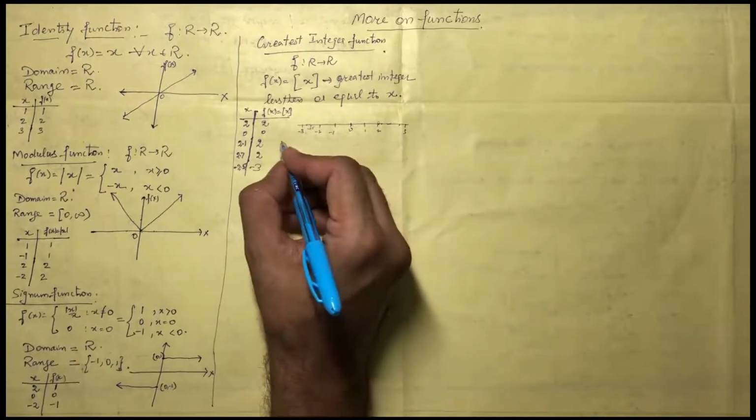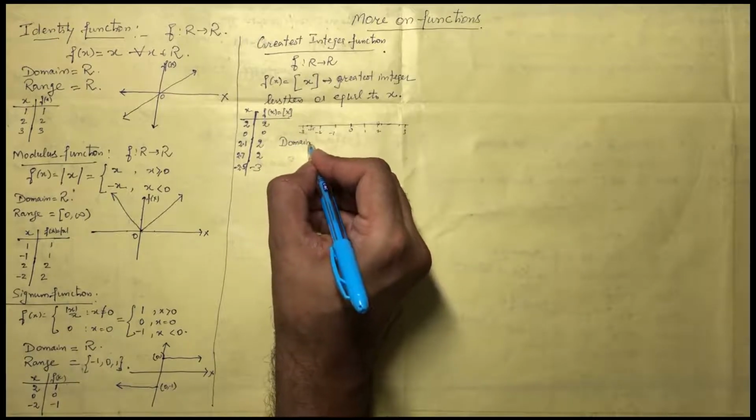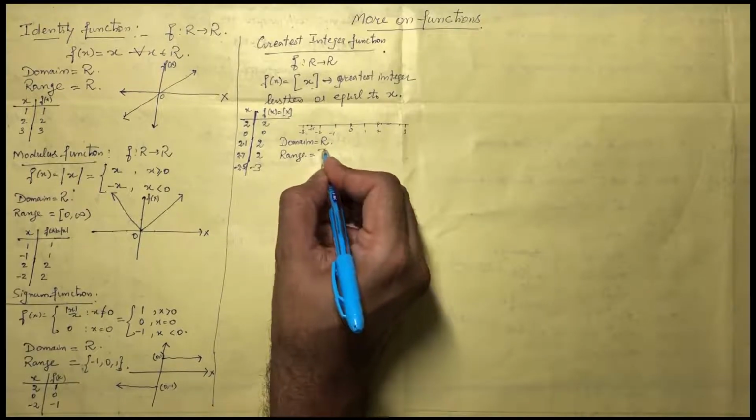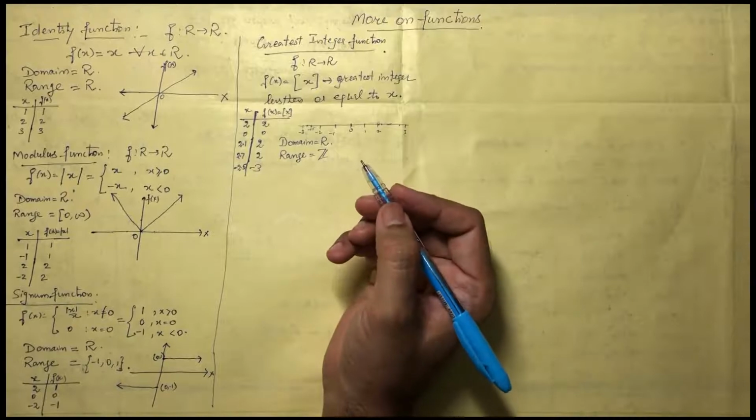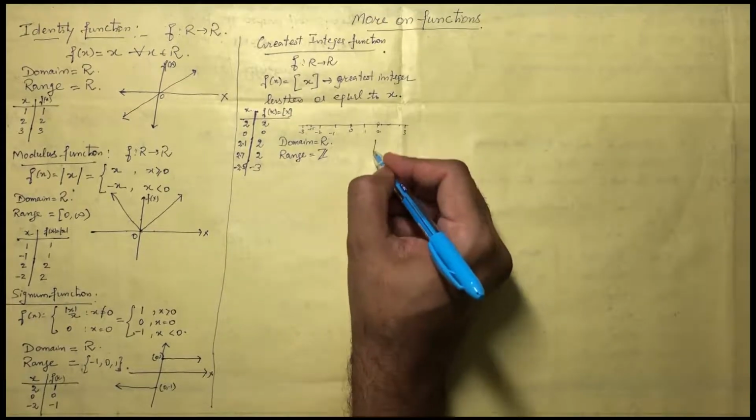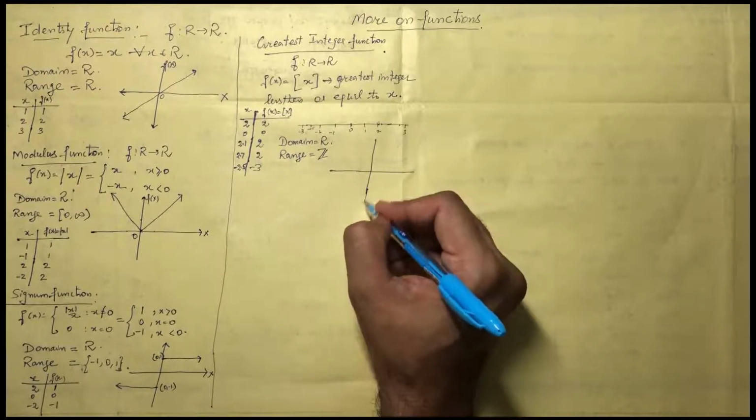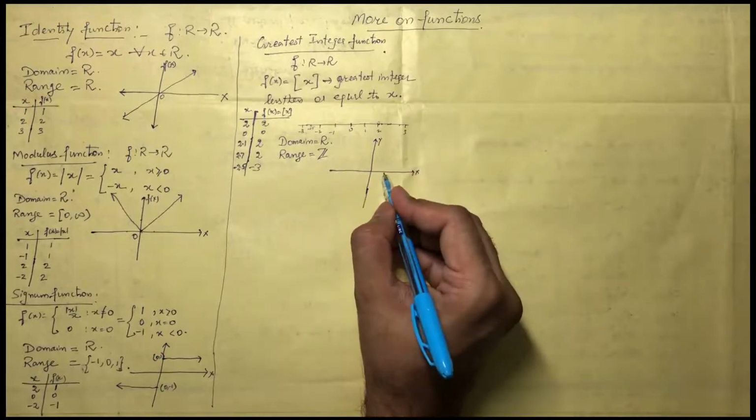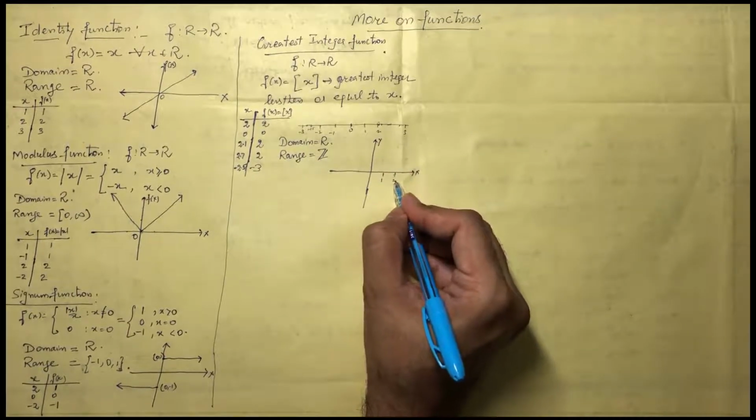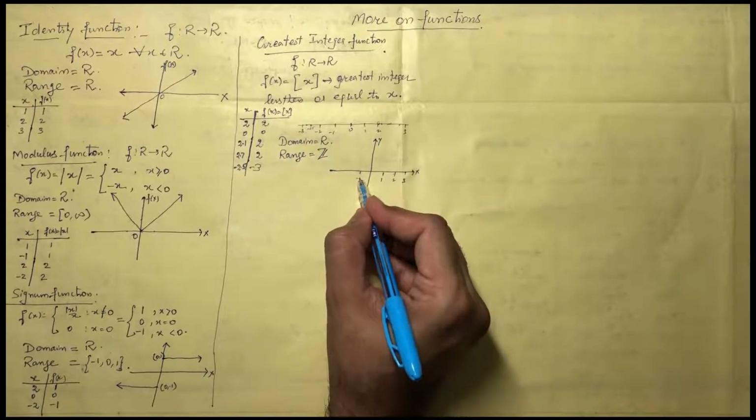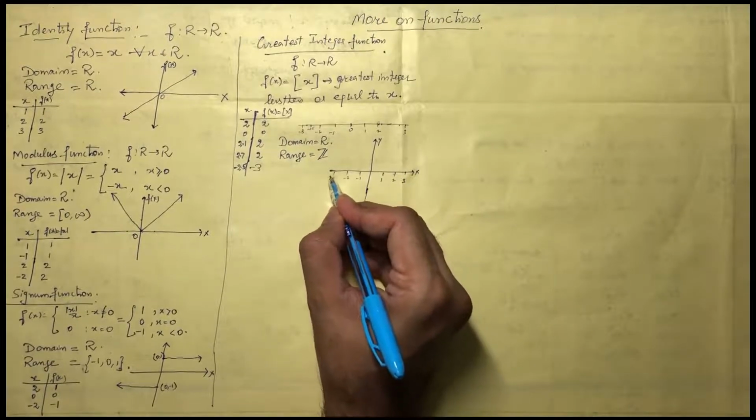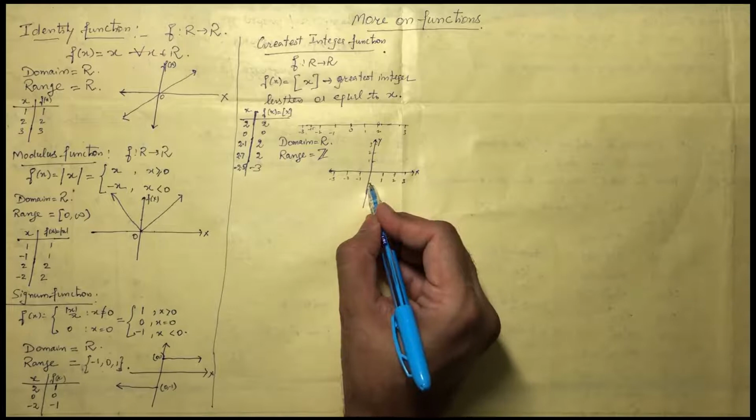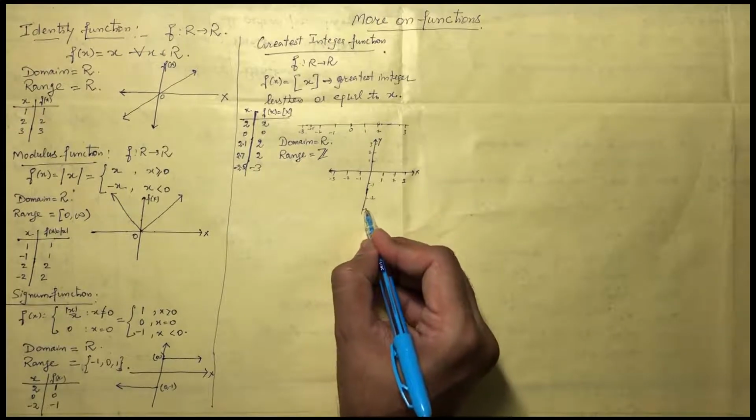Now from here, what is the domain? Domain is all real numbers. What about the range? Range is the set of integers. We are getting integral values only. And its graph will look like this: this is x, this is y. For this we need to mark 1, 2, 3, minus 1, minus 2, minus 3 on both axes.